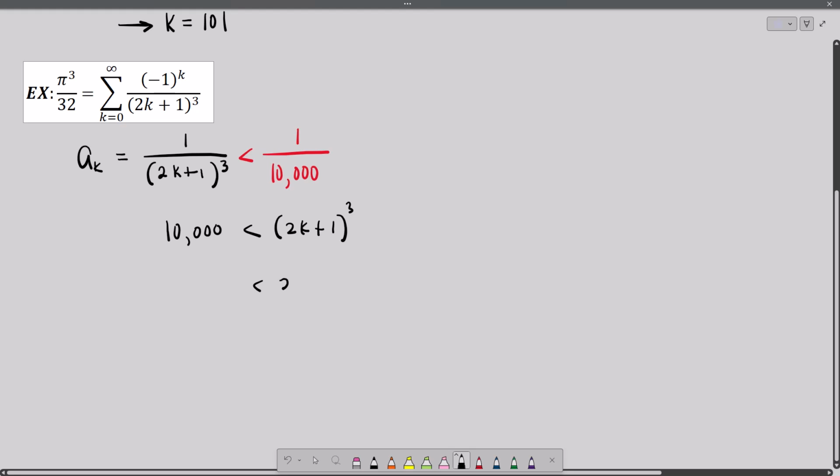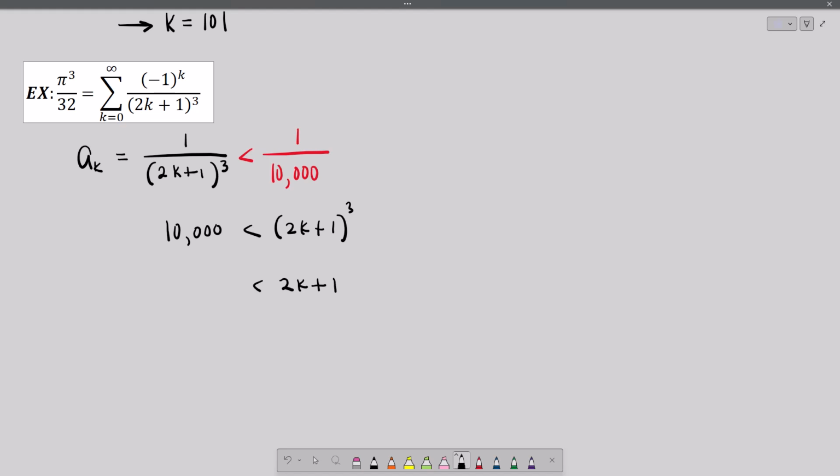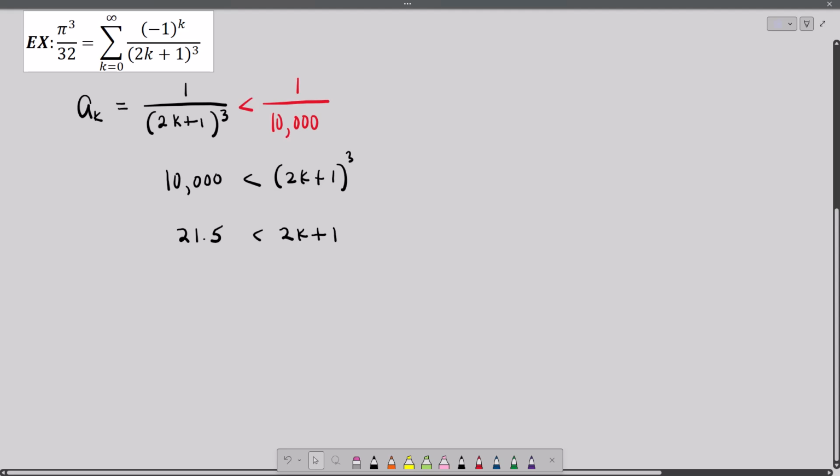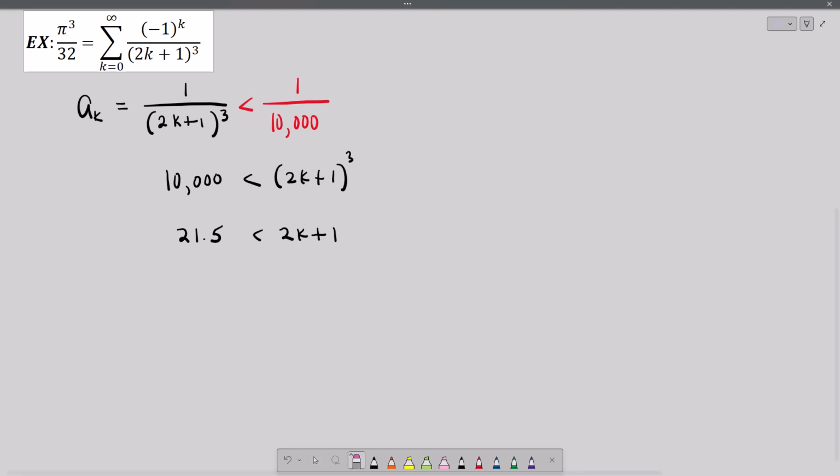You take the third root of both sides. And when you take the third root of 10,000, what do you get to the nearest decimal, one decimal place? 21.5. So we need to be bigger than 21.5. So that tells us that if we subtract 1, or we could even go all the way before we do the approximation. There's a couple ways you could do it. You could take the third root of 10,000 and then subtract 1 and then divide by 2. So you could go all the way to here if you prefer.